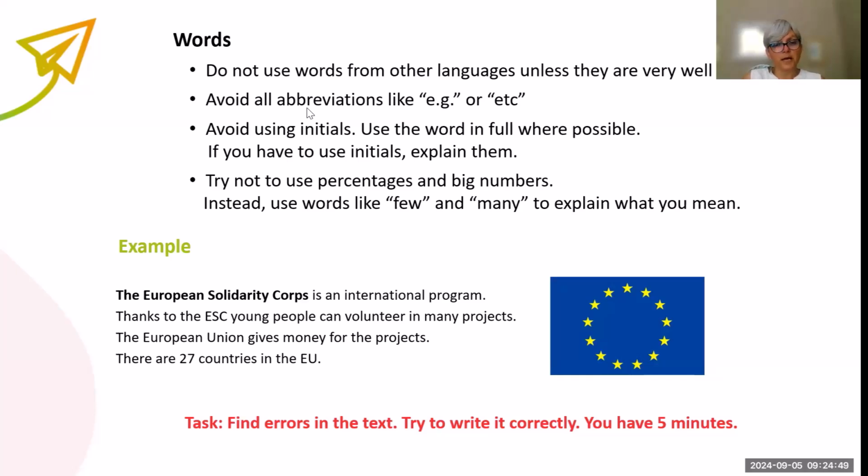And now a short task for you. You have a short text about the European Solidarity Corps. And I would like you to work on this text and rewrite it in easy to read, to make it accessible and understandable for people with intellectual disability. You have 5 minutes to do the task.